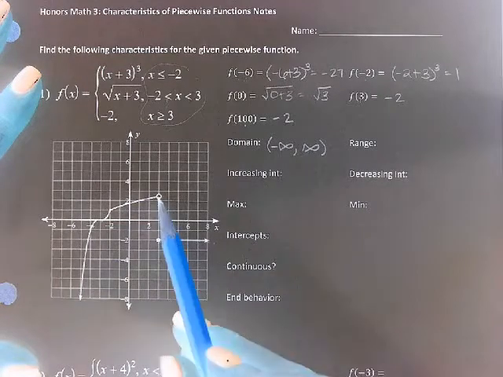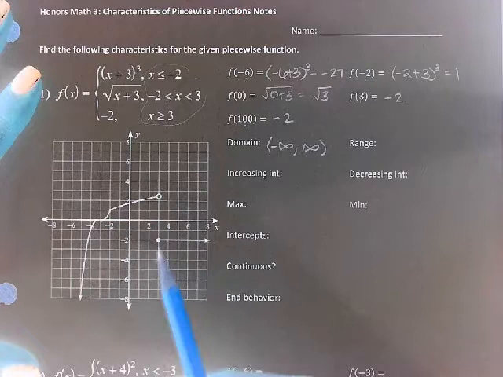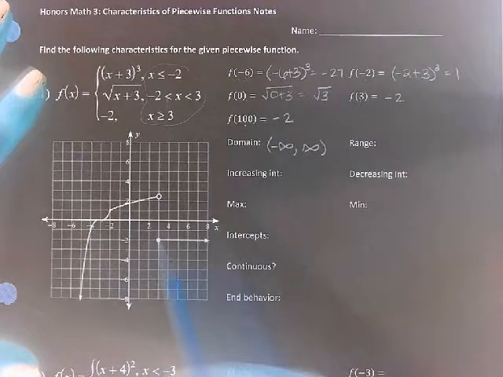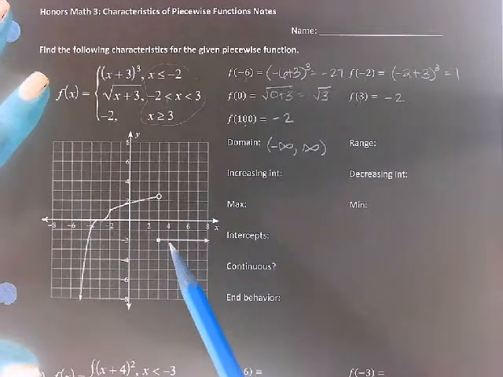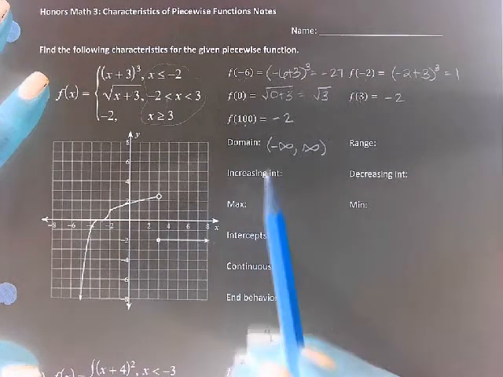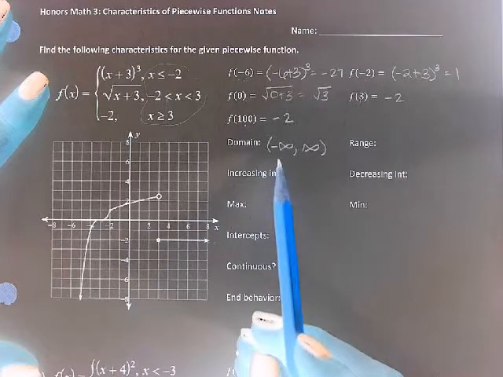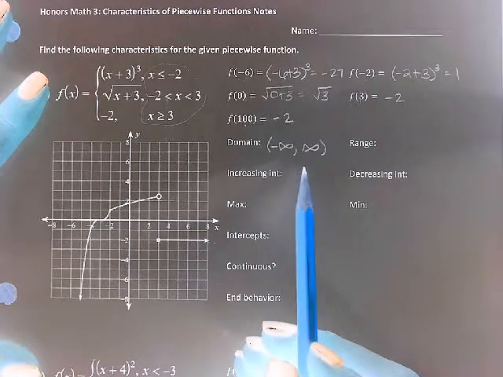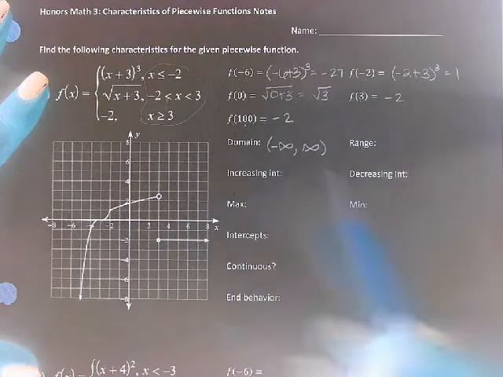Because this one does not include 3, but this one does. And so 3 was not excluded. It keeps everything, yeah. If you didn't have 3, then you would say negative infinity to 3, 3 to infinity. And you'd put parentheses around the 3. That's how you'd show it was excluded.